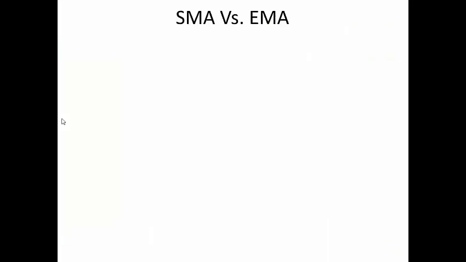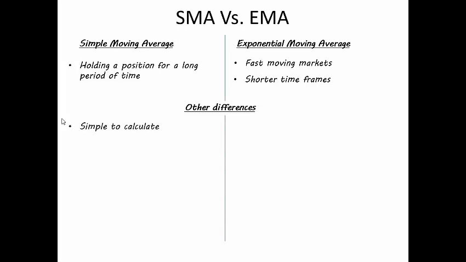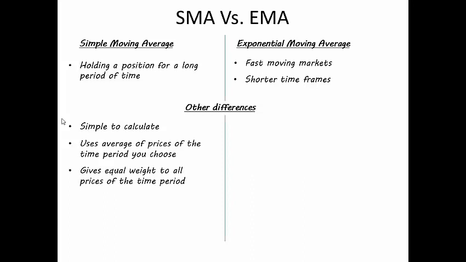In part 1 video, we discussed briefly about differences between simple moving average and exponential moving average. We will see some more differences that help you all to know which one suits your analysis for different trading objectives. When it comes to simple moving average, it is very simple to calculate. It uses average of prices of time period chosen. It gives equal weight to all prices. The price lags more than exponential moving average.